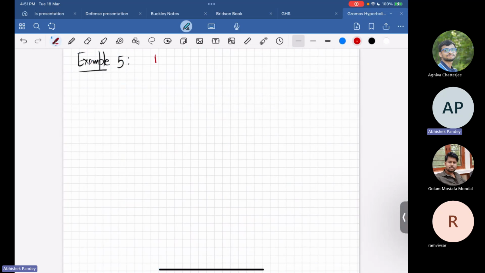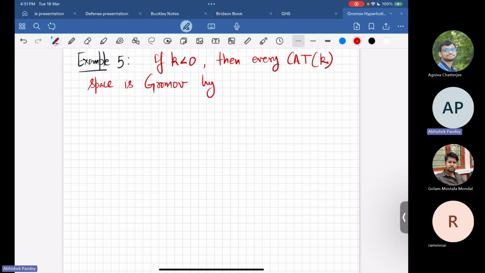So if k is less than 0, then every CAT(k) space is Gromov hyperbolic, with delta equal to basically log 3 by root over k.